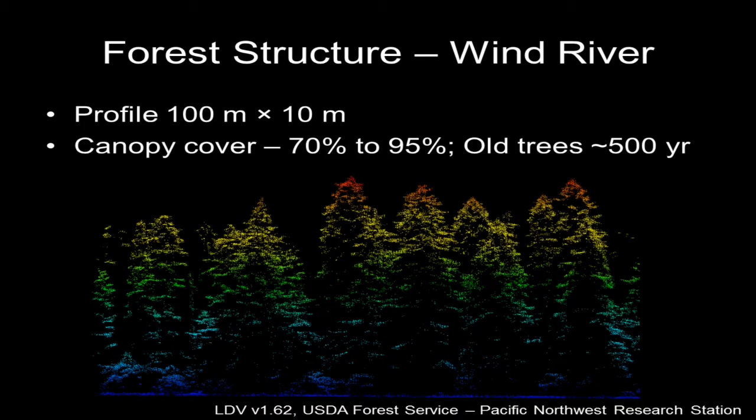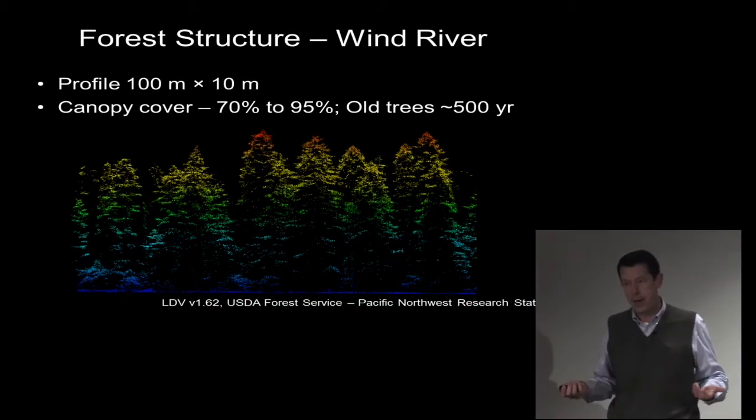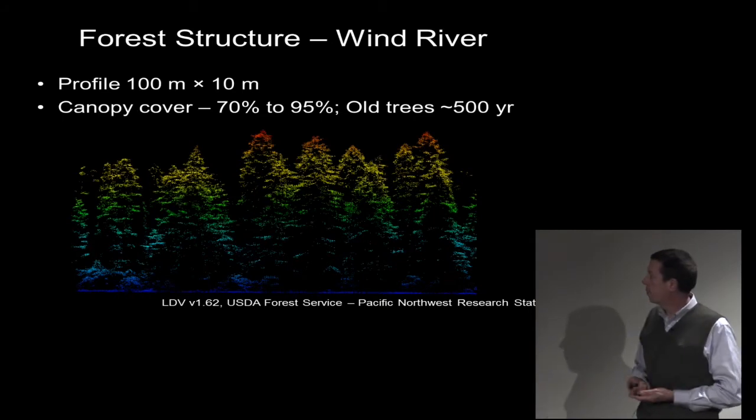Here's a LiDAR-derived profile of the same forest, and canopy cover here is thick, 70 to 95%, but I'd say more towards the high end of that. They're very dark forests with very deep crowns on some of the trees, a very high leaf area index overall, and the trees are old. This forest was established by a stand-initiating event about 500 years ago, and many trees are about that age.